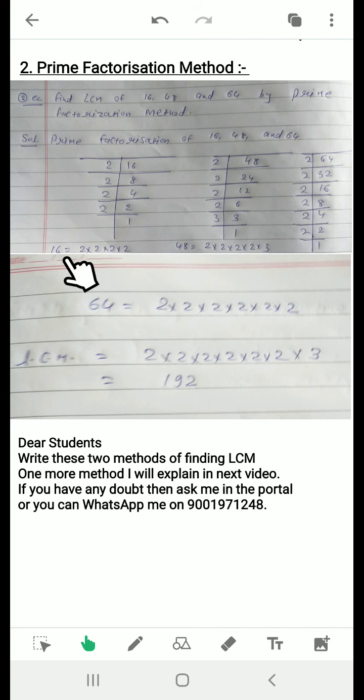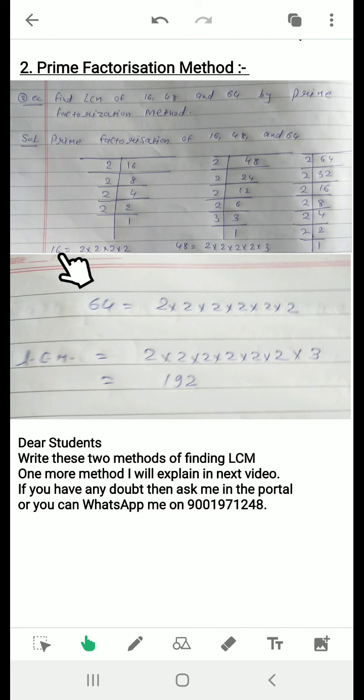I will get 16 as 2 multiply 2 multiply 2 multiply 2, 48 as 2 multiply 2 multiply 2 multiply 2 multiply 3, and 64 I will get as 2 multiply 2 multiply 2 multiply 2 multiply 2 multiply 2, 6 times. Okay, now listen to it very carefully. How to write the LCM? We will write each and every number coming in the prime factors of any number. Each and every prime factor for the maximum number of times. What maximum number of times? Just see.